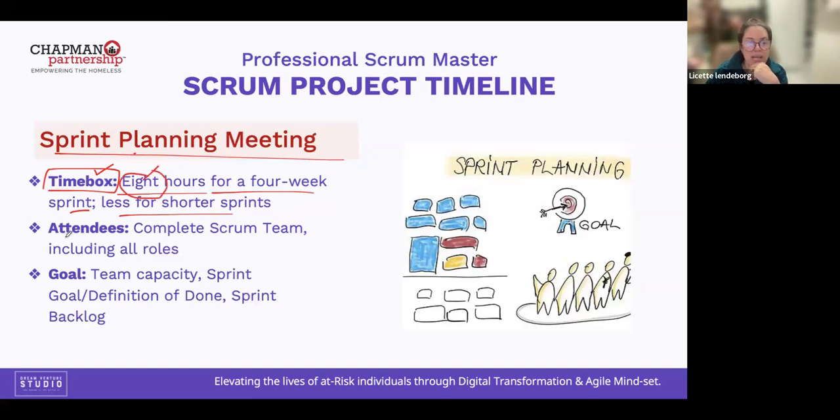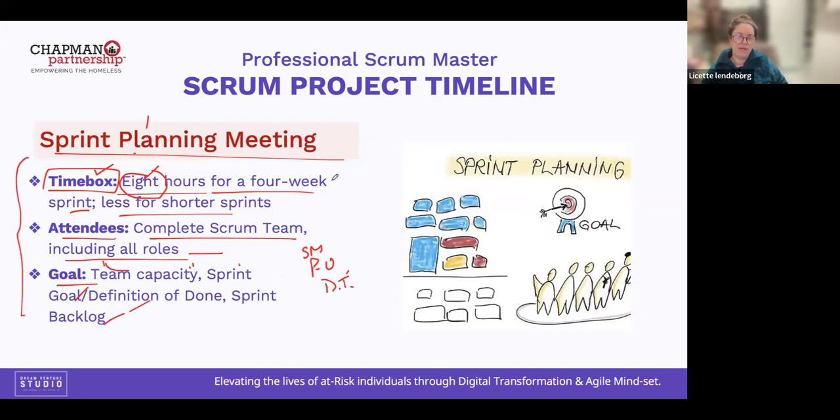Who's supposed to attend the sprint planning meeting? Yay, thank you for asking. I'm listening, Jessica, I'm listening, Cindy. Complete Scrum team, including all roles. What are the roles? Scrum Master, product owner, and development team. What is the goal? Okay, it's to establish the team capacity, the sprint goal, the definition of done, and sprint backlog. Oh, I love that. This is a really good summary for the sprint planning meeting.